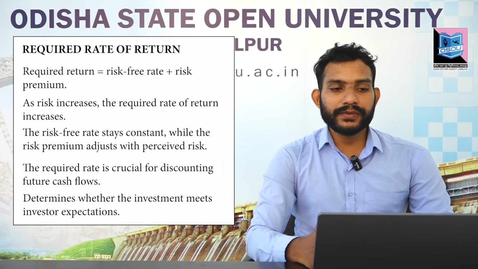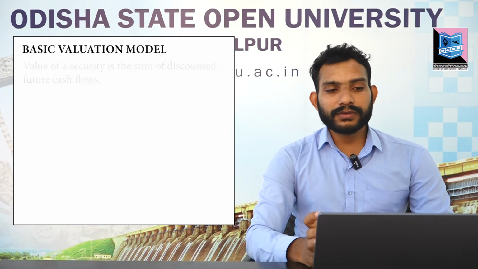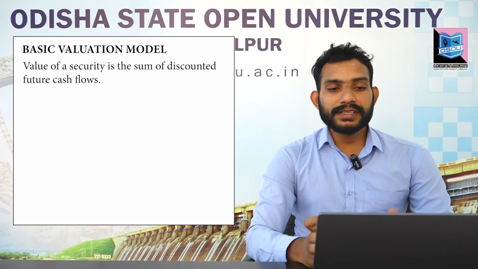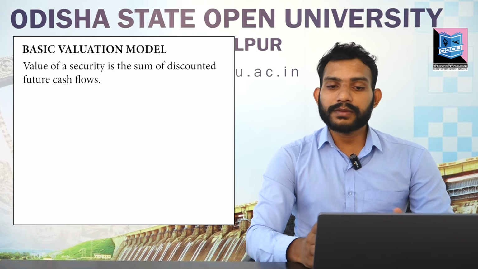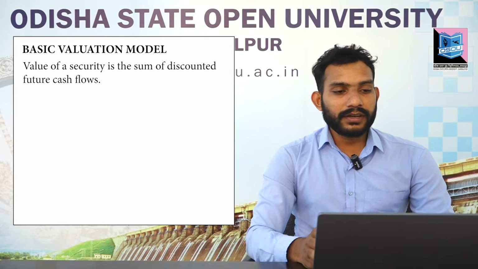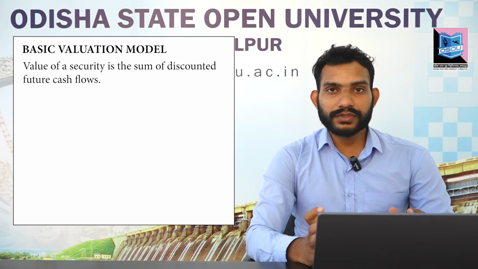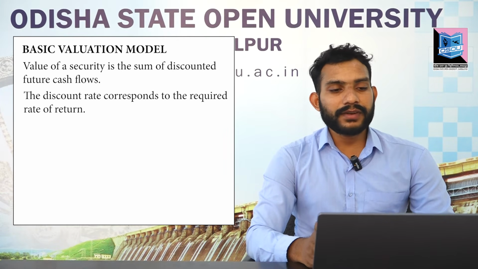Let's talk about how we figure out the value of a security, like a stock or bond, using the basic valuation model. At its core, the value of a security is based on future cash flows. These are payments or returns we expect to receive from the investment. But because money in the future isn't worth the same as money today, we need to discount those future amounts back to present value. That's where the discount rate comes in.